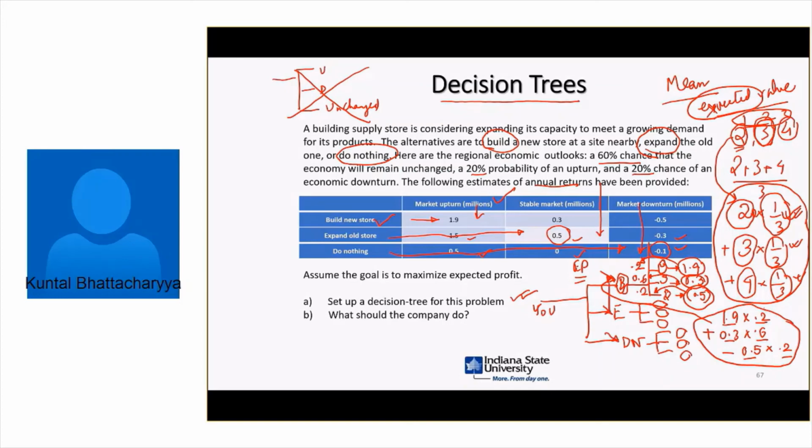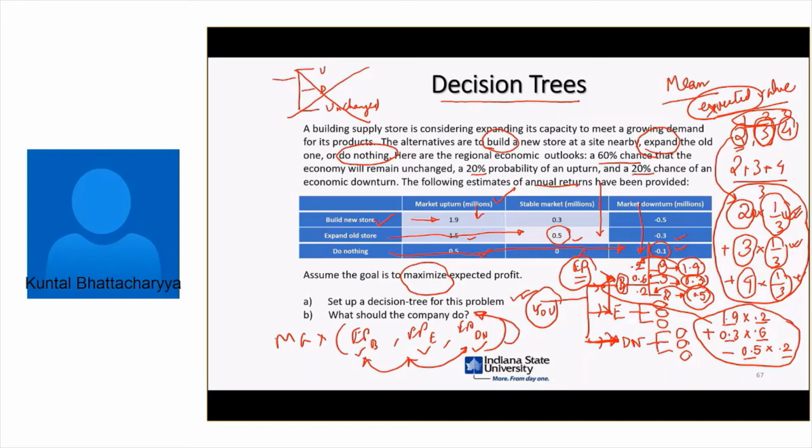So now, standing here, you have three options and you have been able to figure out the overall expected profit from each of those options. Expected profit from building a new store, expected profit from expanding, and the expected profit from doing nothing. You have those dollar values. What should you do? In this case, you are trying to maximize your profit, so you choose the max. You choose the maximum value, and that's the direction that you should go in terms of your decision.